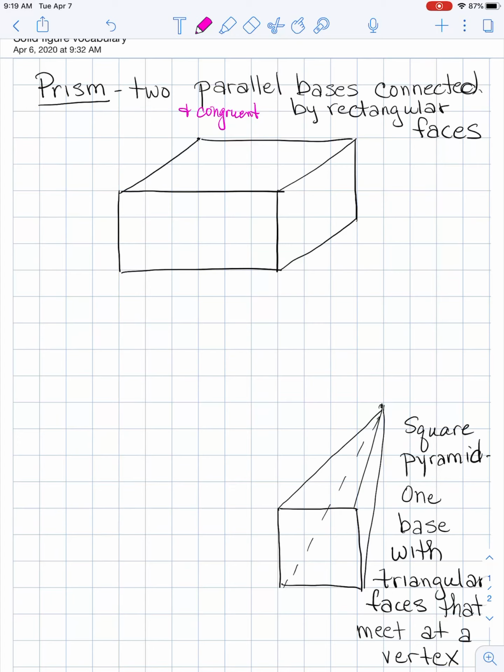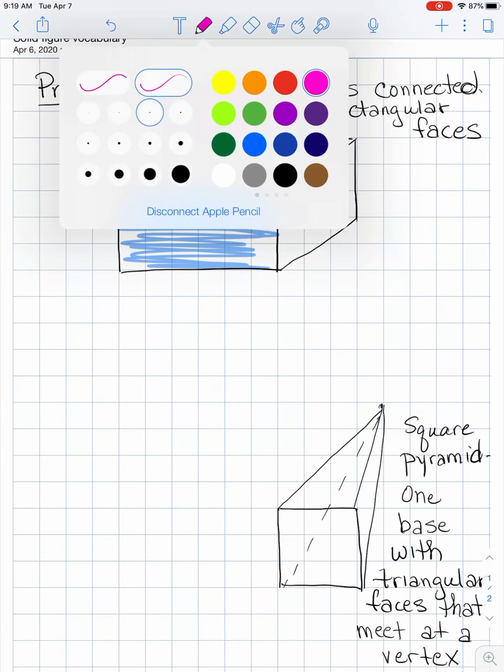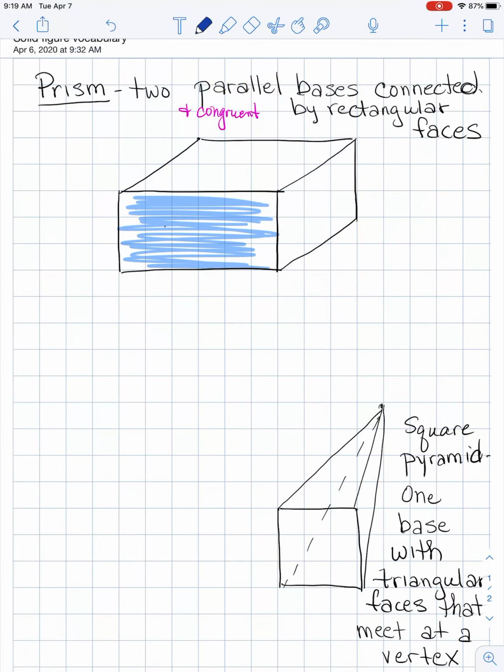So we have here a prism which has these faces, okay? A face is just a side. Okay, so this is a face. Okay, so this rectangular prism has six faces. It has a top, a bottom, a back, a front, a right, and a left. So those are six faces.